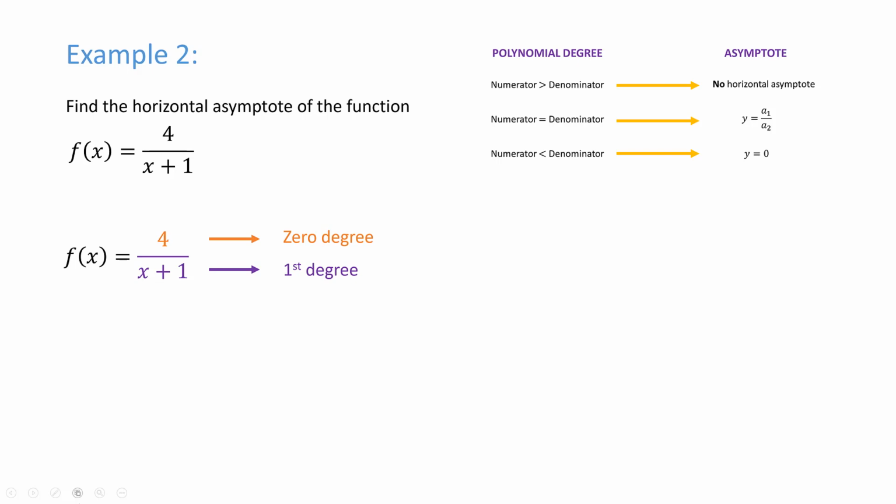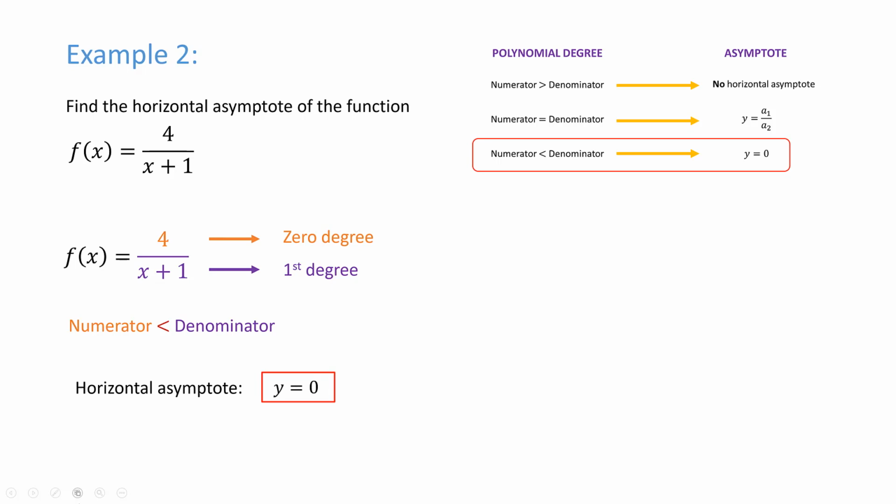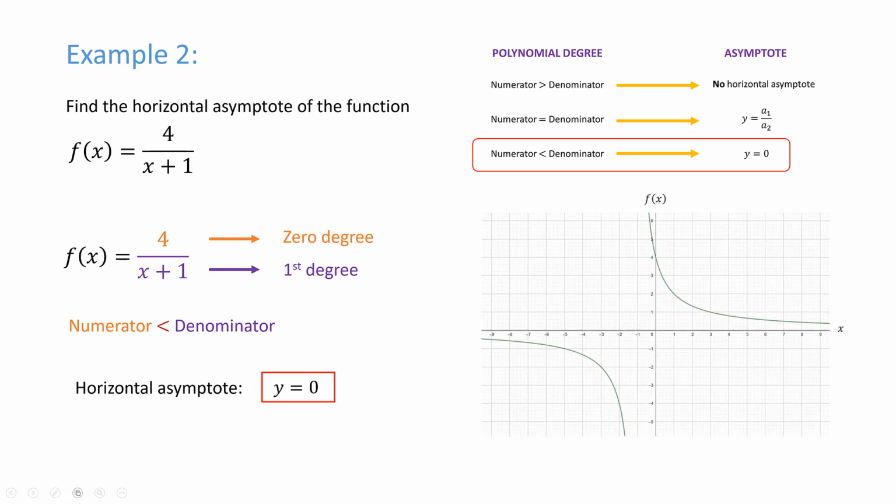If we compare the degrees 0 and 1, we see that the degree of the numerator is smaller than the degree of the denominator. That corresponds to the third case, which means that the asymptote is the line y equals 0. If we see the graph of this function, we can see that the horizontal asymptote is at y equals 0. Let's see a different example.